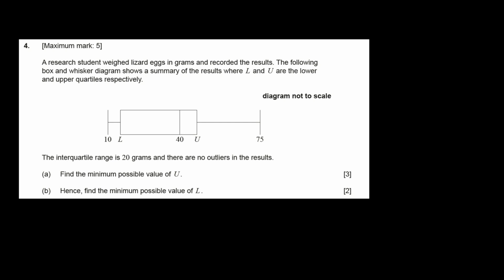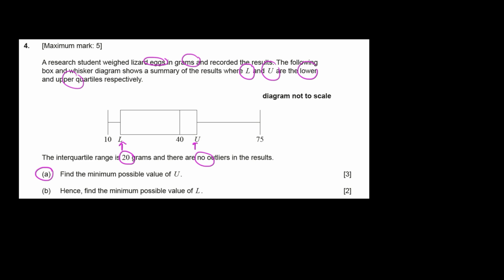In this one we have a question about the box plot. So let's have a look. A research student weighed lizard eggs in grams and recorded the results. The following box and whisker diagram shows a summary of the results where L and U are the lower and upper quartiles respectively. You can see them over here. The interquartile range is 20 grams and there are no outliers in the results.